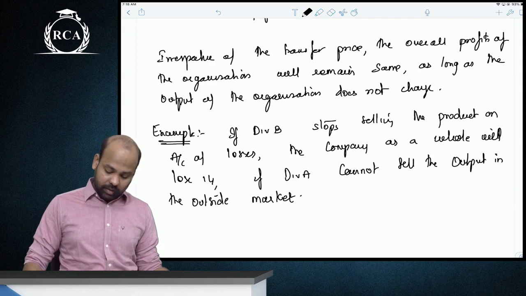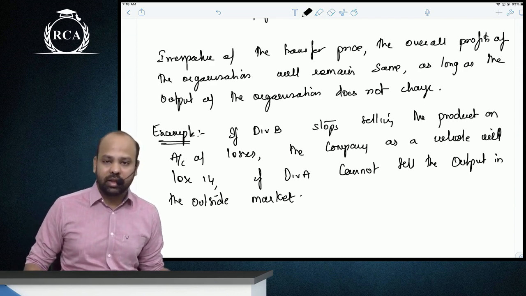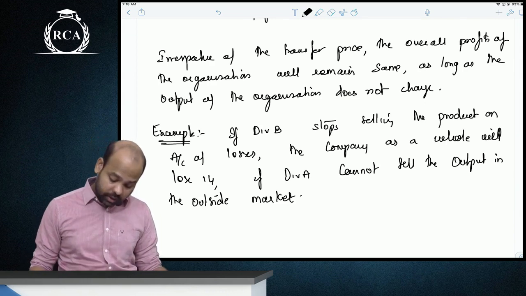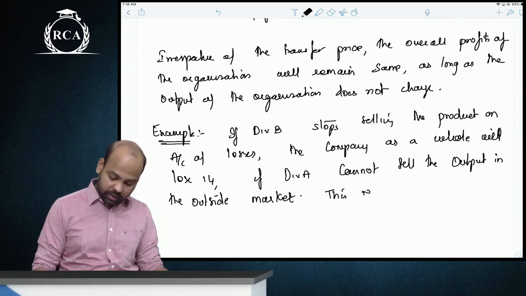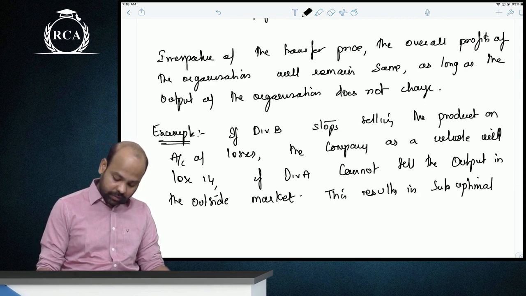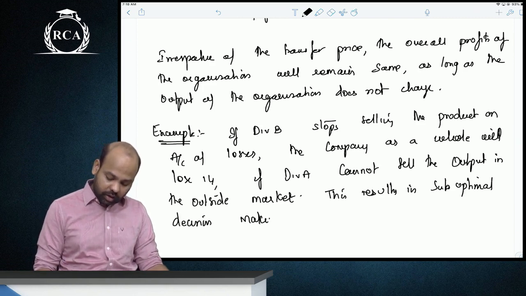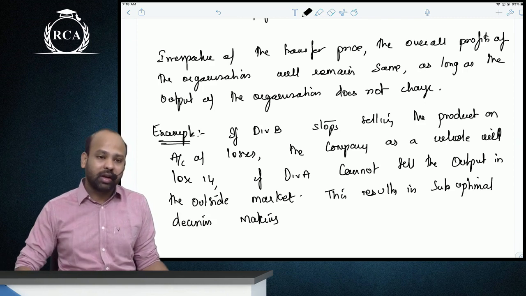So that is basically division A cannot sell the output in the outside market. Now this results in suboptimal decision making. This is not goal congruence, as you are not working for the overall profitability of the organization.